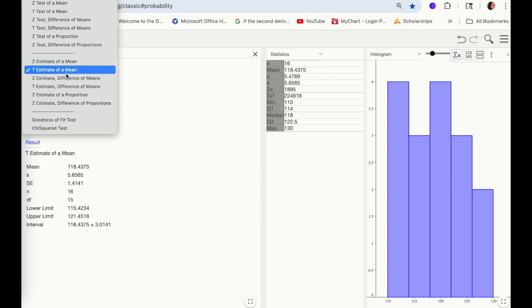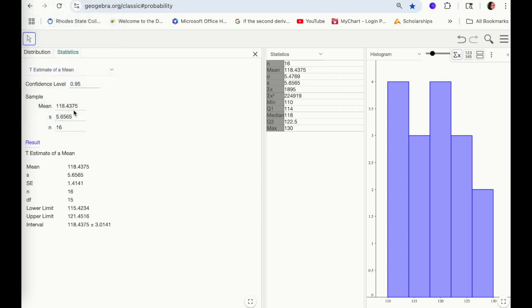We need to make sure that we're on t-estimate because we're doing a t-interval for the mean. We're doing a 99% confidence interval, so I'm going to change this to 0.99. The mean was 0.052. The sample standard deviation was 0.008. And our sample size was 18. So you can see here that we have a lower limit for our confidence interval as 0.0465, and we have an upper limit of 0.0575, and our error is 0.0055.